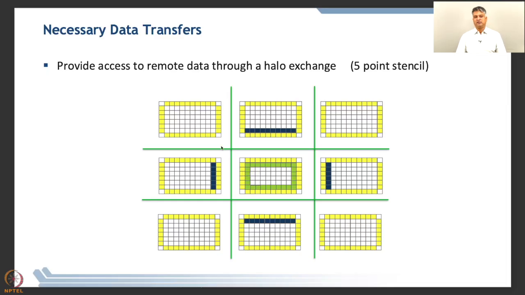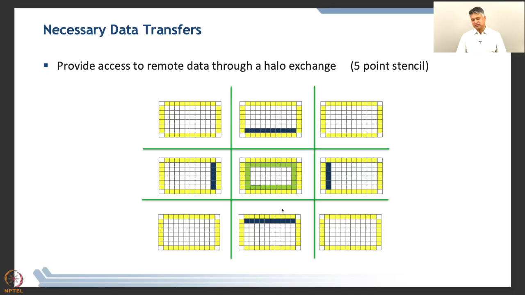Similarly, if I were to look at the boundary subdivisions, the yellow column over here requires information from this particular green column, which needs to be copied over towards the left. Similarly, this green column needs to be copied into this particular yellow column over here. The top green row will be copied into the bottom yellow row over here. The bottom green row over here will be copied into the top yellow row over here. So this is done to provide the remote data through some halo exchange.